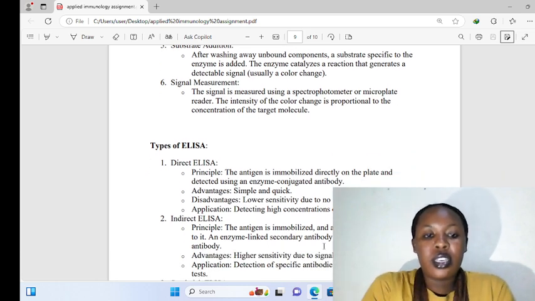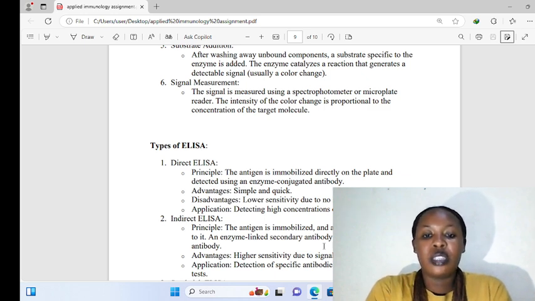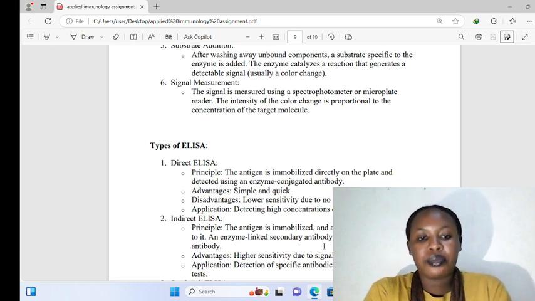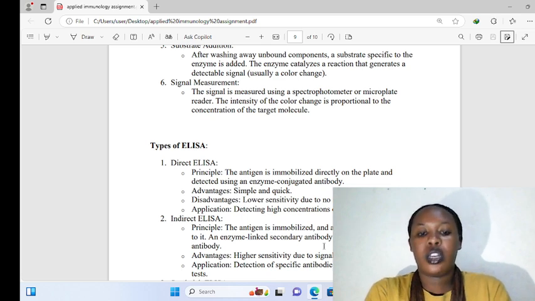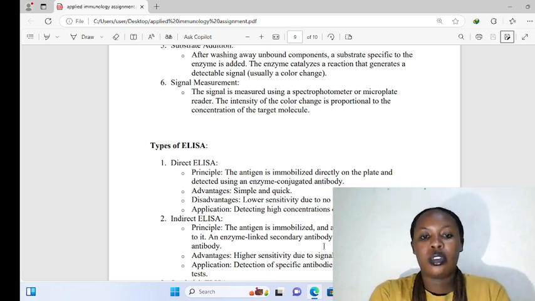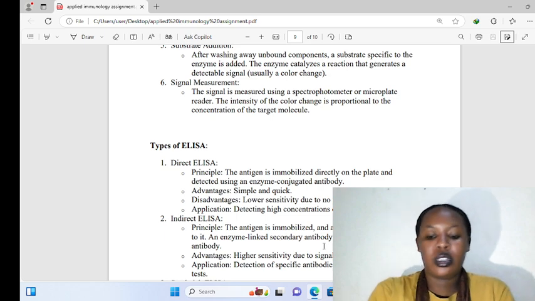Sixth is signal measurement. The signal is measured using a spectrophotometer or microplate reader. The intensity of color change is proportional to the concentration of target molecules. Then we go to interpret results.